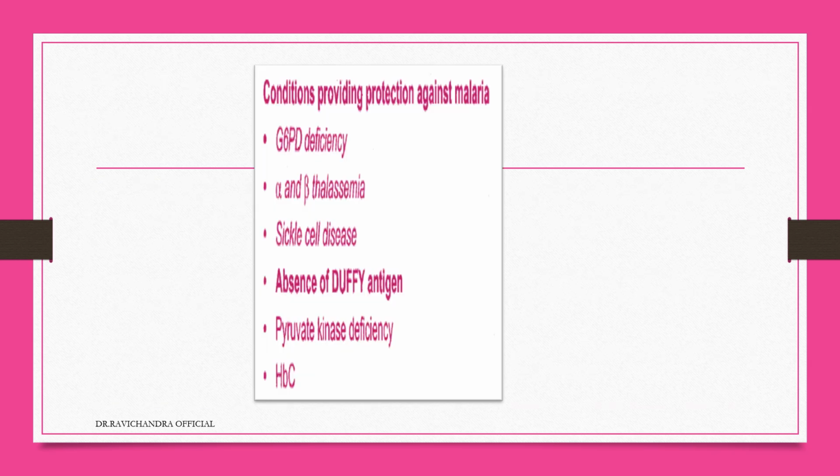Conditions that provide protection against malaria can be asked in viva or in MCQs or in entrance examinations. Remember, first one is G6PD, that is glucose 6 phosphate dehydrogenase deficiency. Second is alpha and beta thalassemias. Third is sickle cell disease. Fourth is absence of Duffy antigen. Fifth is pyruvate kinase deficiency. And sixth is HbC. There are two enzymopathies, G6PD and pyruvate kinase deficiency, alpha and beta thalassemia, sickle cell disease, absence of Duffy antigen, and HbC, hemoglobin C. These are the conditions providing protection against malaria.